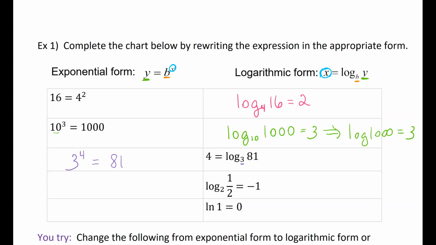So in the next one, I have log base 2 of 1/2 is equal to -1. So again, I like to start with the base. My base is 2, so it's the base of the exponent. Raised to whatever the log is equal to, that's -1, is equal to the argument of 1/2. And again, do we have a true statement there? Yes.